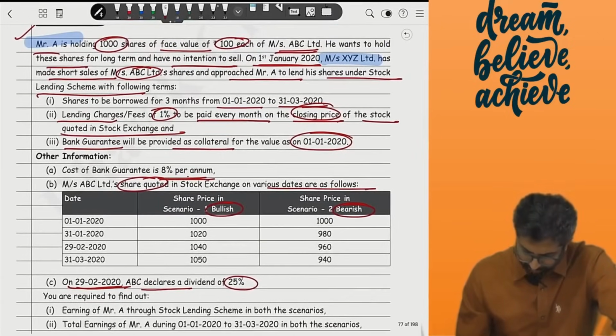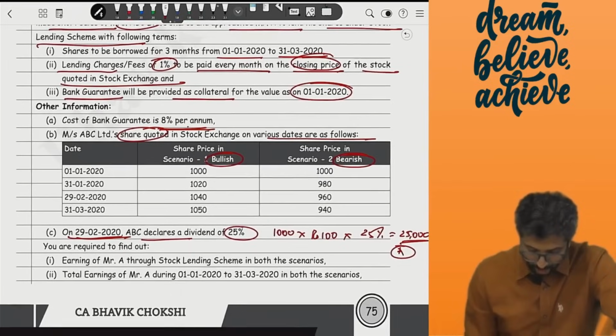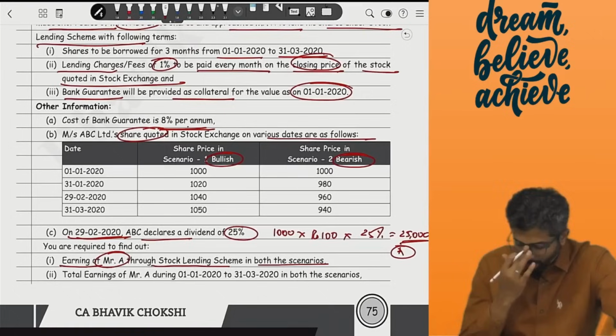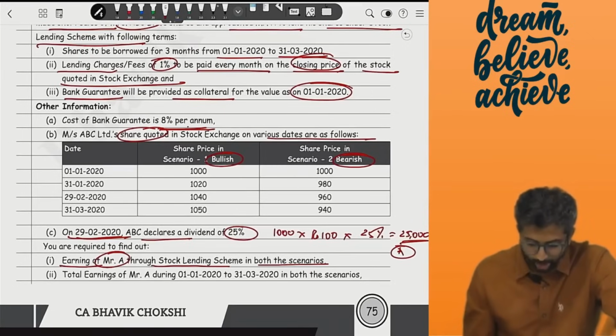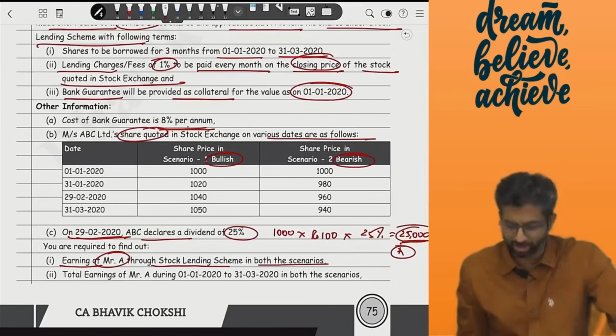If I were to quantify the dividend amount, these are 1000 shares of the face value rupees 100 each, into 25%. So this will probably be 25,000. This will be income for Mr. A. This will ultimately go to Mr. A. You are required to find the earning of Mr. A through stock lending scheme. Now, through the stock lending scheme, they are going to earn interest. Remember this 25,000 of dividend they would have earned even if they had not done the stock lending.